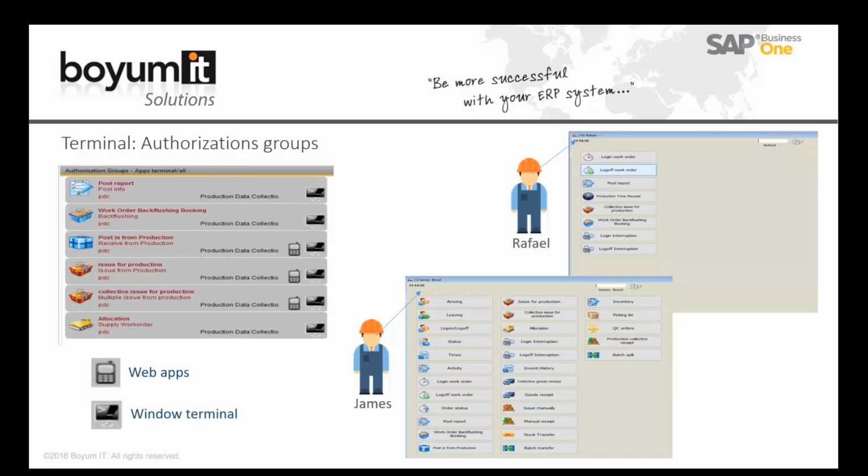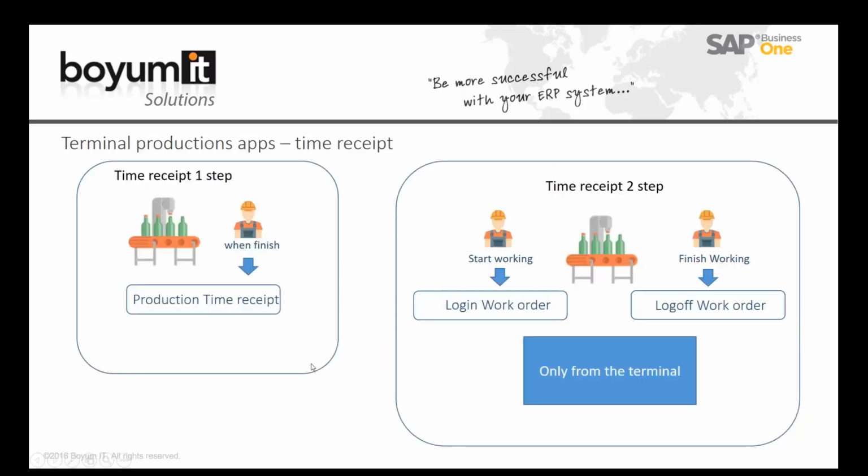inside the terminal we have several applications, also to report material transactions, to report a material transaction not related to the work order. This means any stock movement not related to the work order, and other activities. But talking about the time receipt, each operator can also report the activity directly using these terminal applications. When we report the time receipt through the terminal, it's possible to do it in two ways.